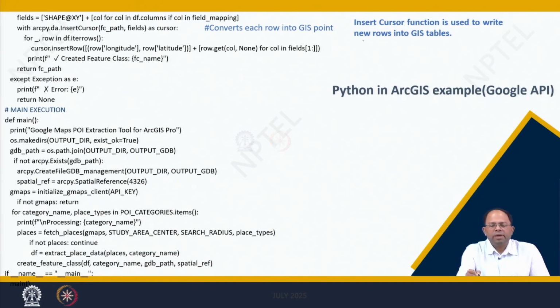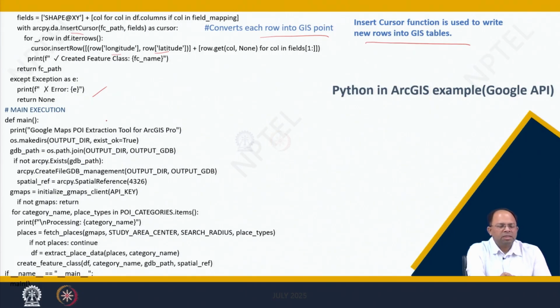Finally, on insert, we are converting each row into a GIS point. That means every row of data that we have entered also has to be given a spatial location. So this command does it with arcpy.da.InsertCursor. For every value, we insert the longitude and latitude. The insert cursor function is used to write new rows into the GIS table, so that we are giving it a particular location as well. And finally, these are the different functions that are covered.